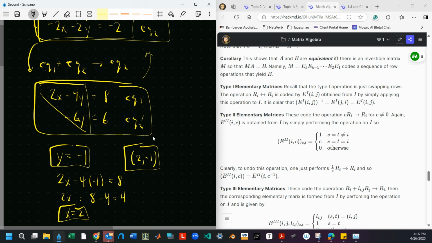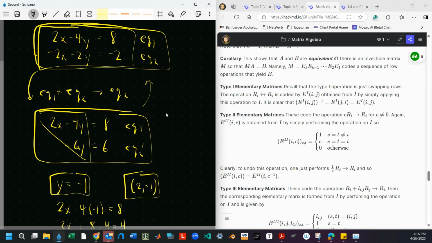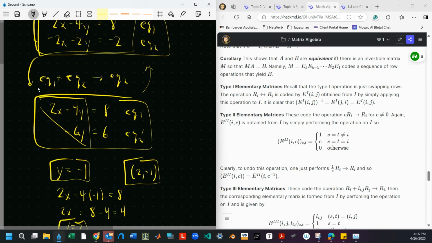Okay, so that's in simple terms the way this works, right? So there we are doing this stuff with equations, okay? Now what I want to do is take this and say, well, we could have just written this system as a matrix, all right? And in particular, we can write it as an augmented matrix. So let me throw that in there.